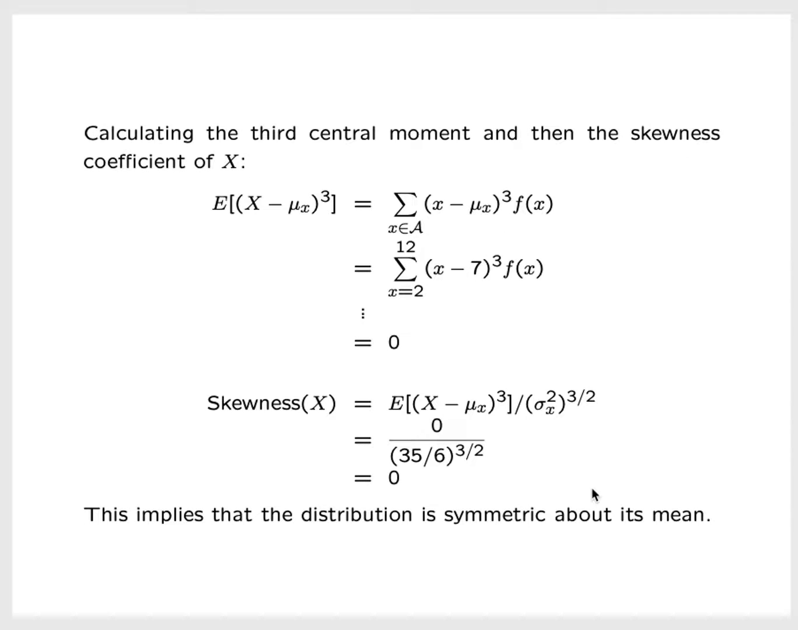For the skewness coefficient, we'll first need the third central moment. I'm going to use this formula here to calculate that value. And so we need to plug in the value 7 for the mean, which we've done here. And when we go through that calculation, we get a value of, I'm sorry, 0. And so then the skewness coefficient turns out to be 0. That implies that the distribution is symmetric about its mean, which if you go back and look at the graph of the PMF in the notes, you'll see that it is in fact symmetric about 7.